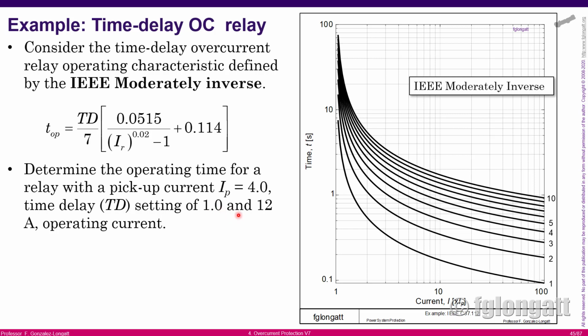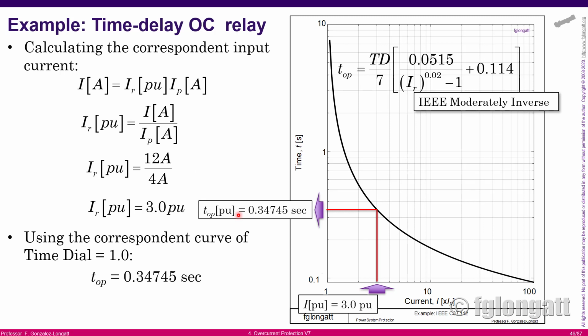Okay, what I'm trying to explain in this case is we have a relay, and there are some settings. The pickup current is 4, the time dial is number 1, and the current that is coming from the current transformer is 12 amps. Okay. What we need to do is something very simple. We know that the current transformer is providing 12 amps, and what we need to do is convert that current into per unit. And that is the current that we will use on the horizontal axis.